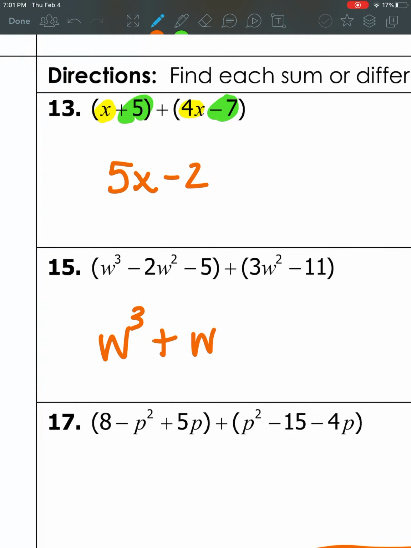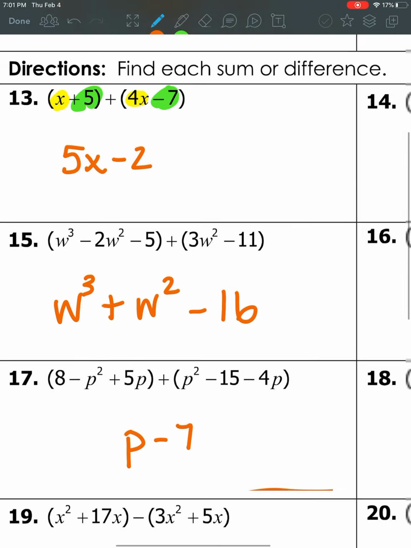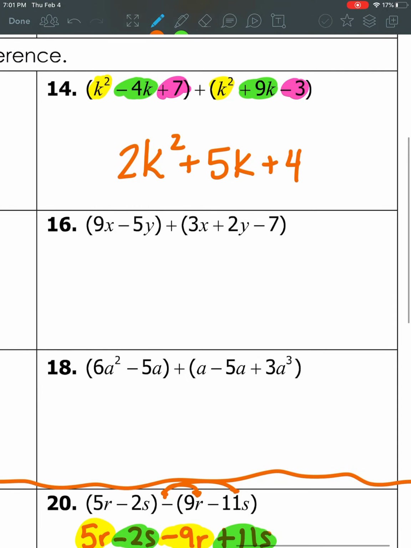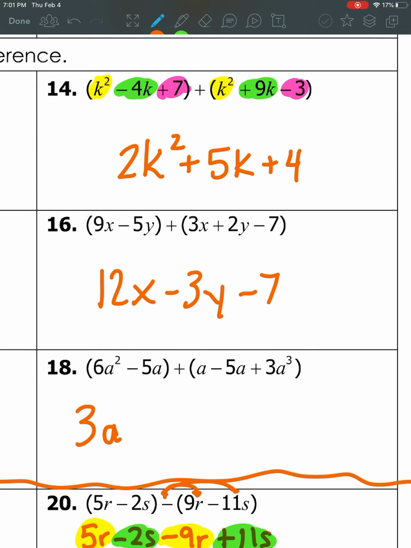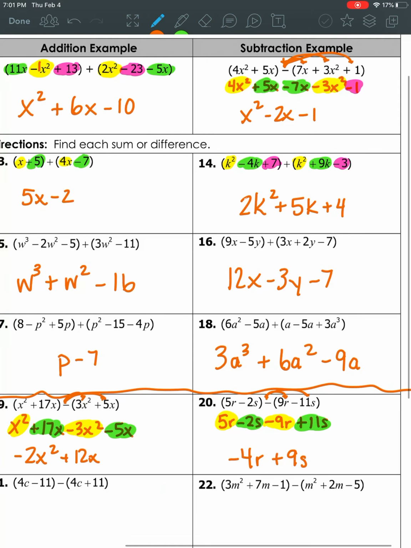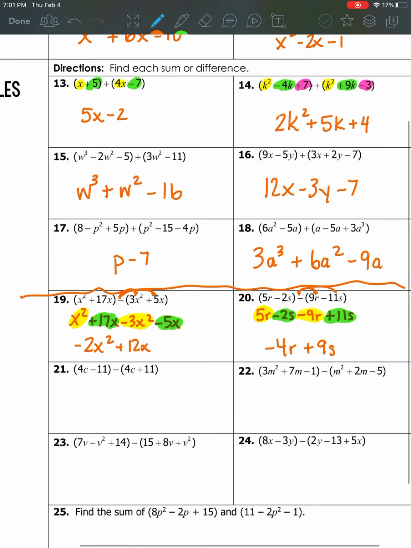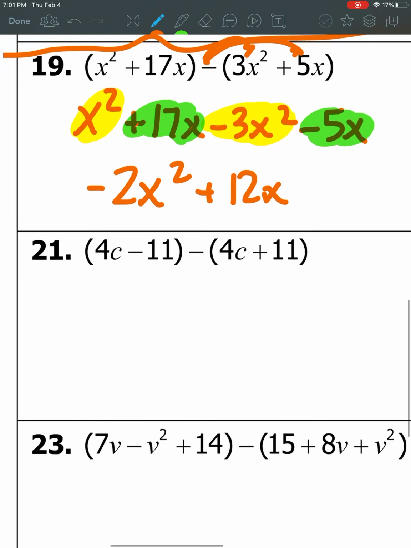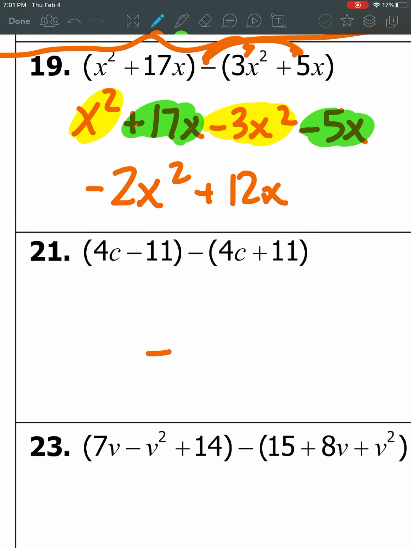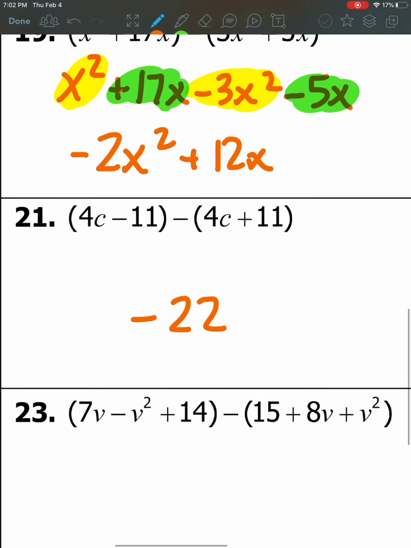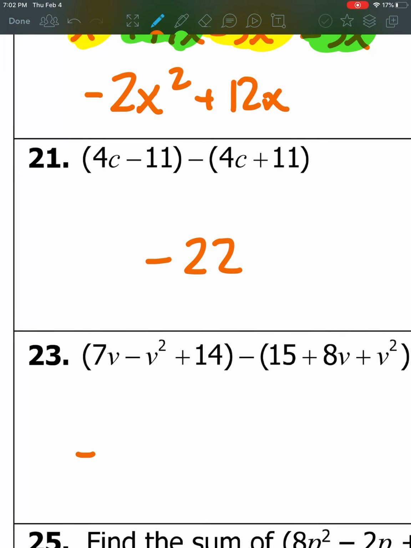And there you could pause the video, practice some of these on your own, see if you can get these correct. And I will show you the correct answers. I'm not going to do them all with you. 17 is p minus 7. 16, 12x minus 3y minus 7, 3a cubed, plus 6a squared minus 9a is the solution for 18. So those are all the addition ones, and you can check to see if you got those correct.